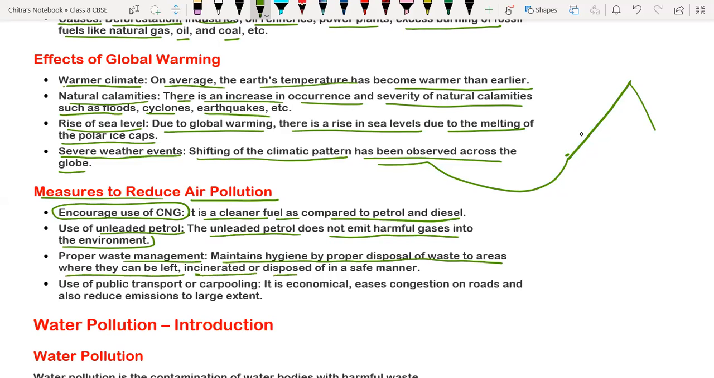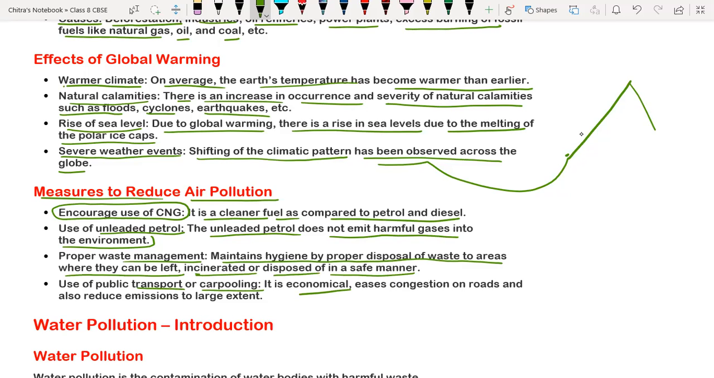Incinerate or dispose of that waste in a safe manner so that it can be used for a useful purpose. Use public transportation instead of private transportation, or carpooling, so that the number of vehicles on the road is reduced, due to which traffic also gets reduced and we can save petrol, diesel and fuel for the future.